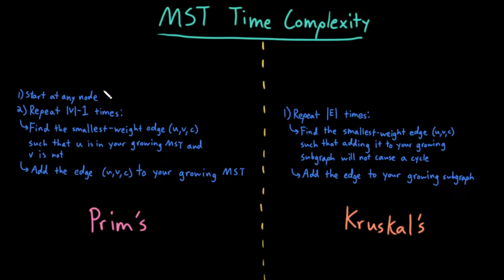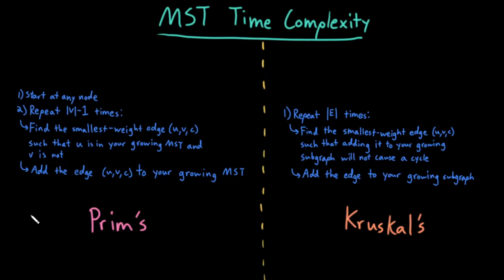Let's start with Prim's. Basically, I start my algorithm at any arbitrary node, and then for each edge that I need to add, I find the smallest weight edge starting from one of the nodes in my growing minimum spanning tree and going into a node that's not in my minimum spanning tree, and I add that edge to my growing minimum spanning tree. Well, how would I actually implement this?